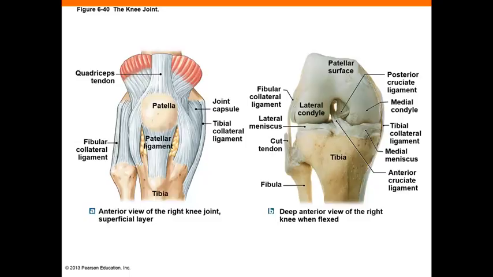The patella is within the quadriceps tendon, which passes over the joint and becomes the patellar ligament that links to the tibial anterior surface. Additionally, the fibular collateral ligament and the tibial collateral ligament stabilize the lateral and the medial surface of this joint. We also have the posterior and anterior cruciate ligaments that are inside the joint and limit the movement of the femur.